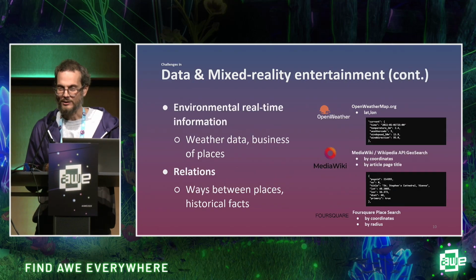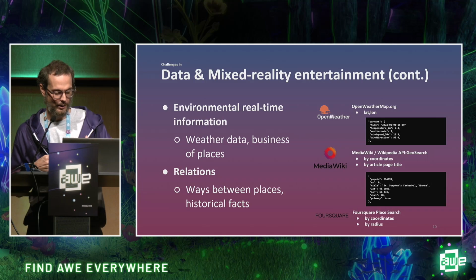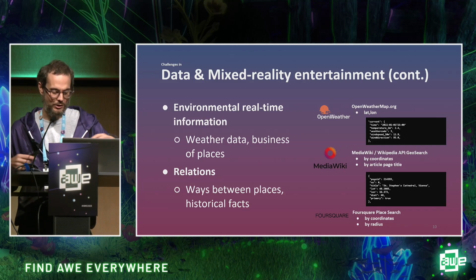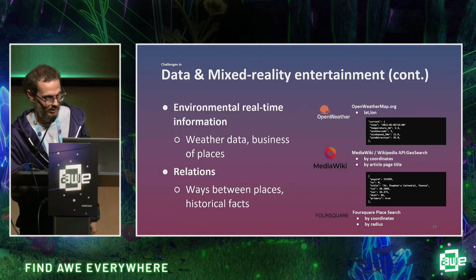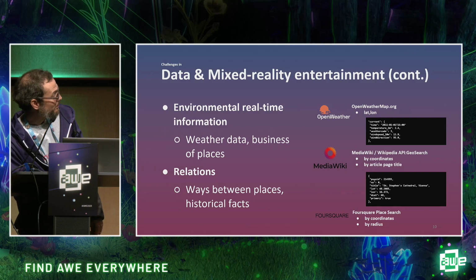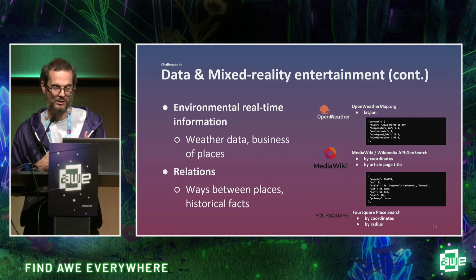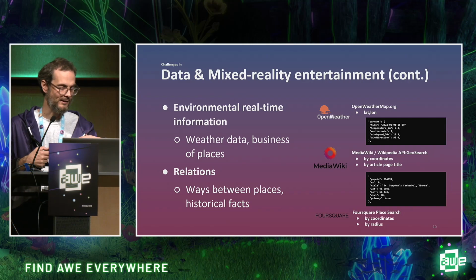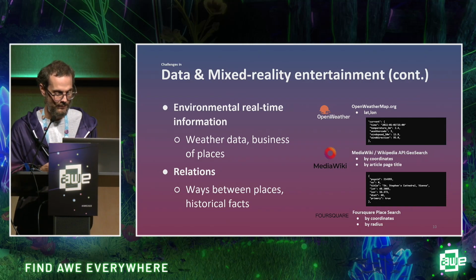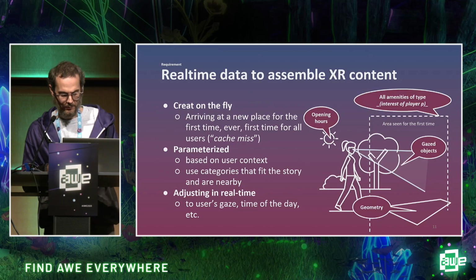Other things are real-time information, like weather data, or where places are related to each other, like a chain, for example. And there are also other sources. There's OpenWeather, which works with latitude and longitude. There's MediaWiki, where we also get queries for what's around you. Nearby, there we get everything oriented by the pages. And then there's Foursquare Place Search for commercial places. And we have to put all of that together, and in real time most of the time.